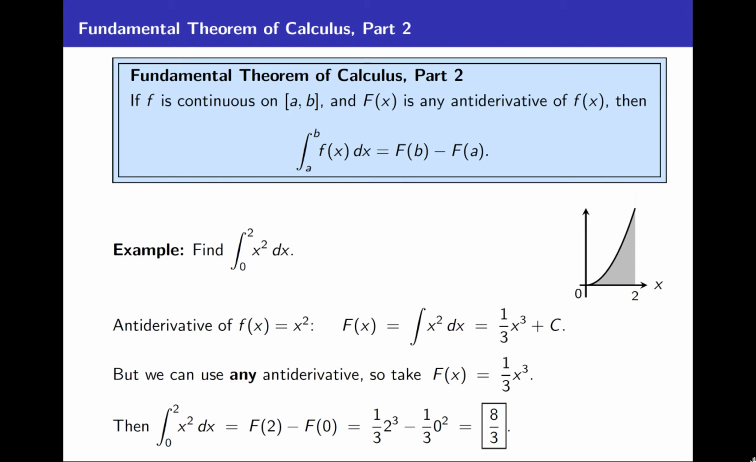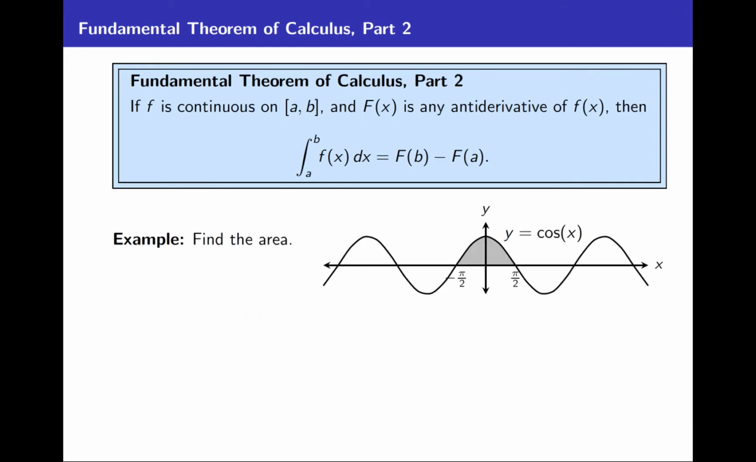Before we move on to another example, I want to point out this C. The statement says we can use any antiderivative of f of x, so we just took c equals 0 and used this antiderivative. But what if you used a different value of c other than 0? That's okay too. Notice what you'd be doing is adding a c here and subtracting it right there. So no matter what c is, they're going to cancel out. So when applying the Fundamental Theorem of Calculus Part 2, make life simple for yourself and just take c equals 0.